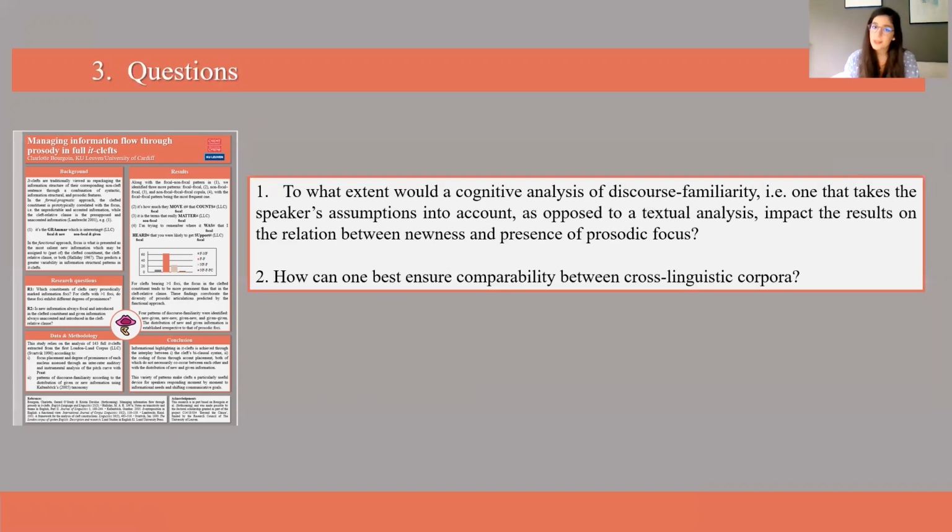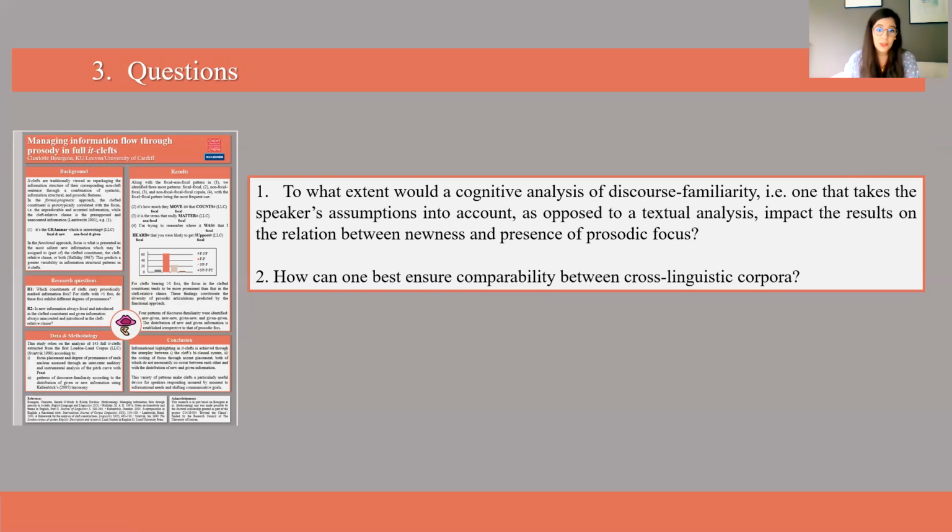I have two questions that I would like to discuss during this conference. The first one would be maybe for people who've worked on a similar topic, and that would be to what extent would a cognitive analysis of discourse familiarity, so one that includes the speaker's assumptions, as opposed to the textual approach that I adopted, in which the assumptions are disregarded, how much would that impact the results on the relation between newness and presence of prosodic focus, in your opinion?